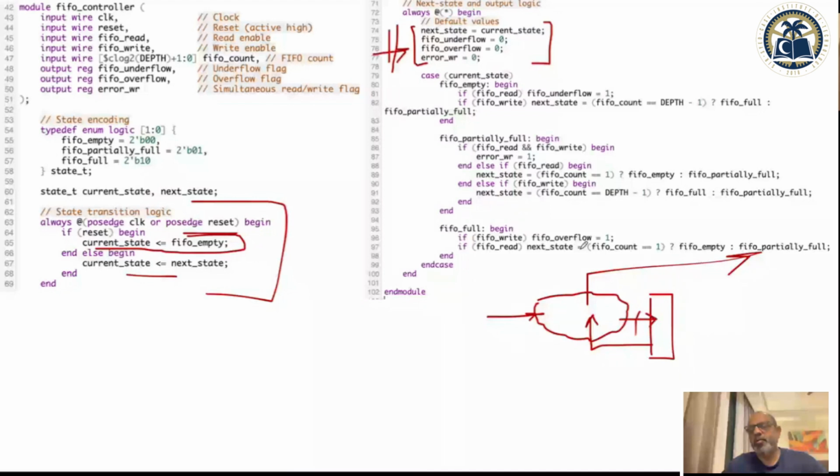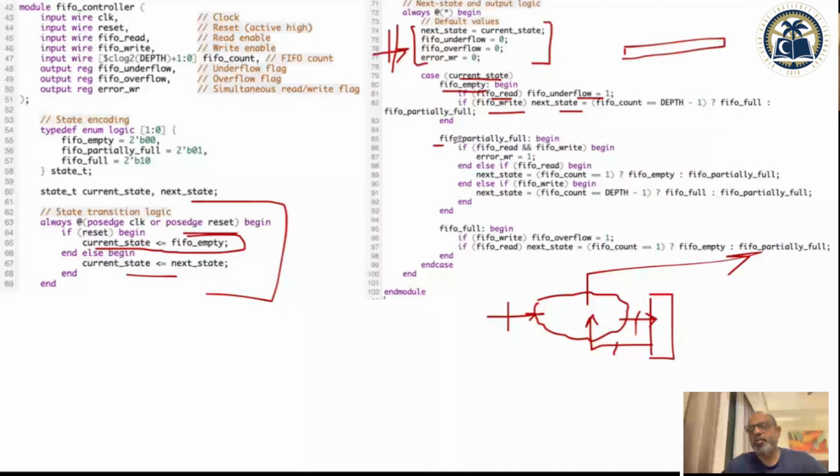So it is based on the current state. Based on the current state, it is going to check the input. So this is the first state. If FIFO is empty, and somebody asserts read, you are going to generate the FIFO underflow flag. And if there is a write, if state is empty, the next state is going to be the FIFO partially full state. So interestingly, it has also handled the case where there's only one register in the FIFO. You need not to, but it has handled that as well.